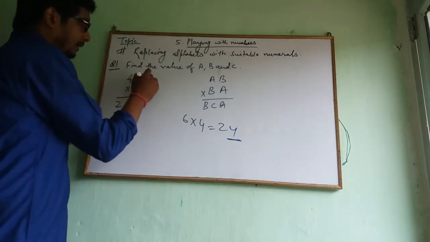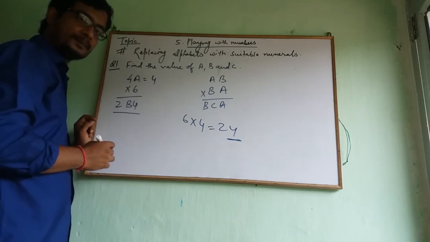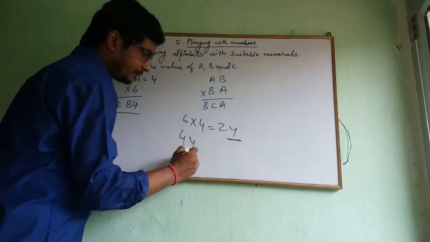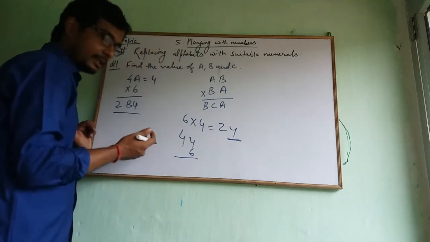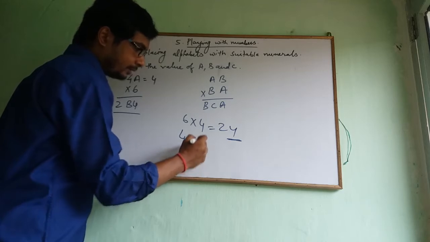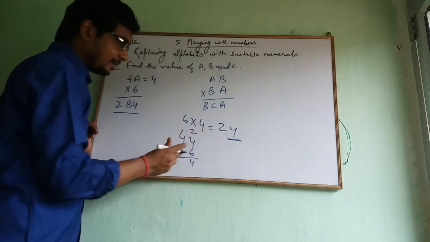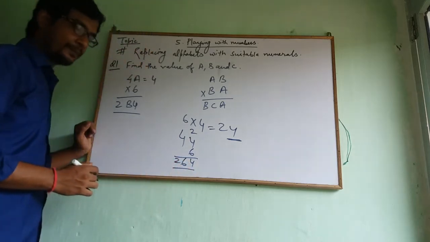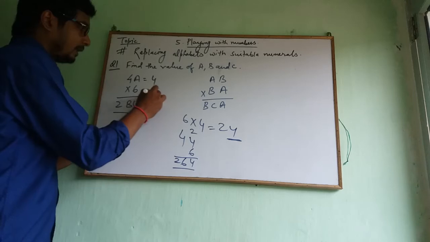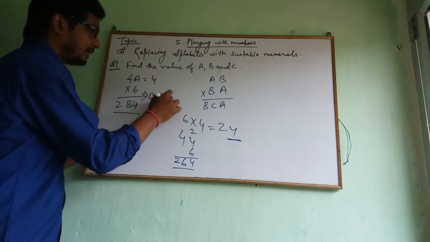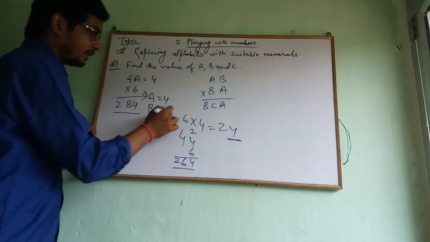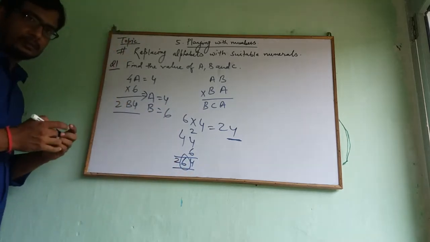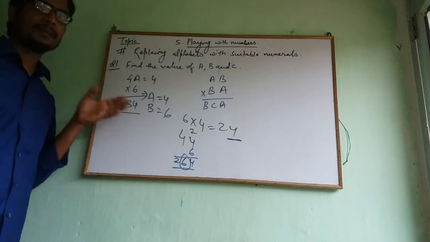So in place of a, I will take 4. Now let's see if 44 is multiplied with 6, will the answer come? 6 4s are 24, 2 is here in hand, 6 4s are 24 plus 2 becomes 264. So I got the answer: in this question, the value of a is 4 and the value of b is 6. You can see it here clearly. So this is a very simple question in which some numerals have already been given.